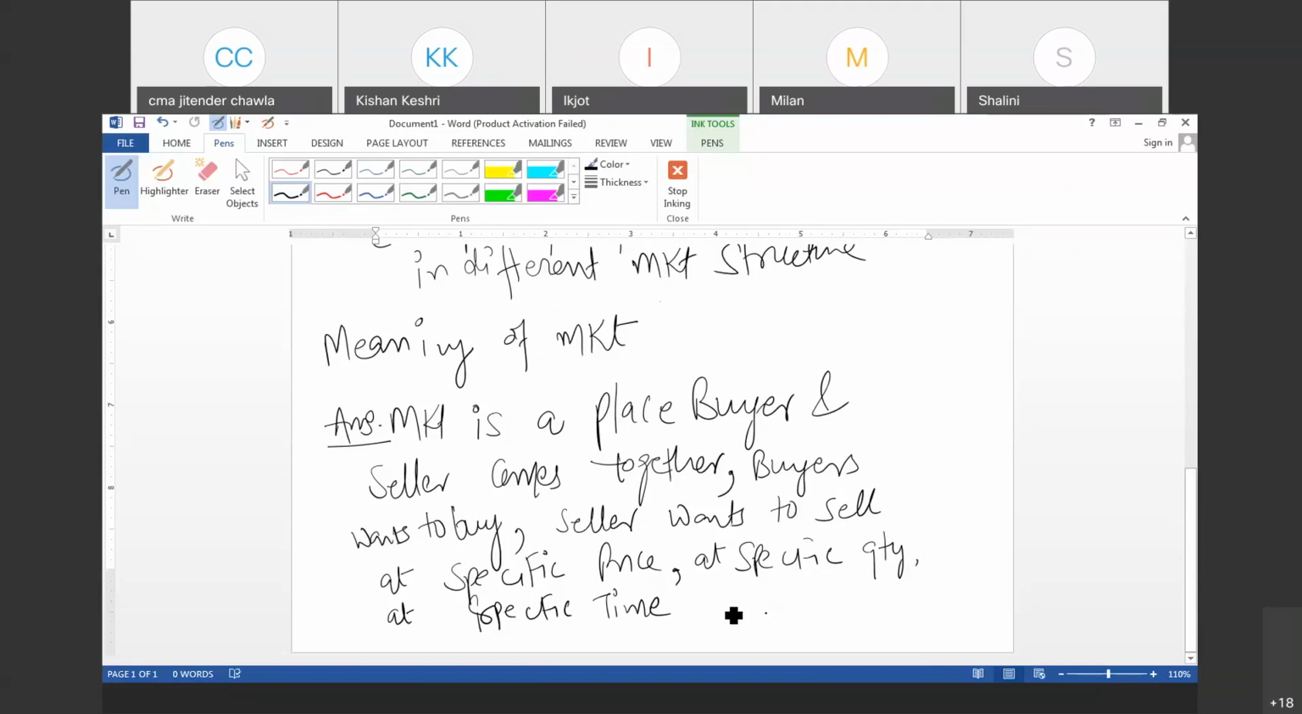Am I allowed to move forward and erase whatever I have written? Market is a place where buyer and seller come together. Buyer wants to buy, seller wants to sell. Both agree at a price, quantity, and specific time. Am I making myself clear? Should I erase all and go forward?